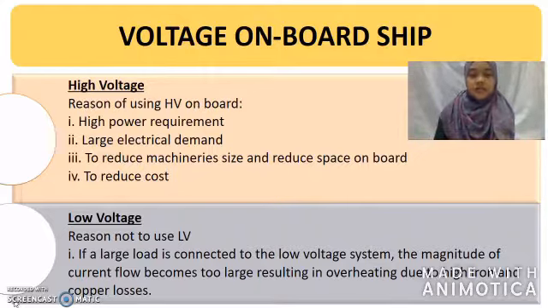So next is to reduce cost as the machinery size is reduced, and for high voltage it is usually more than 1 kilovolt, which is 3.3 kilovolt and 11 kilovolt. For a low voltage system, the supply needed is less than 1,000 volts. This system is rarely used on board, but small boats use the system. As there is less machinery used on board, the system is not as complex as on the bigger ship.